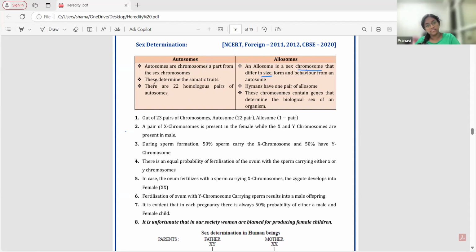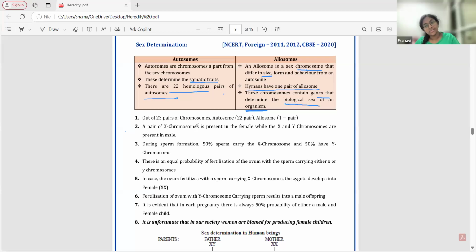So autosomes determine the somatic traits. Somatic traits are like hair color, complexion, height, etc. And humans have one pair of allosomes, which is a type of chromosome. There are 22 homologous pairs of autosomes, and the allosome chromosomes contain genes that determine the biological sex of an organism.